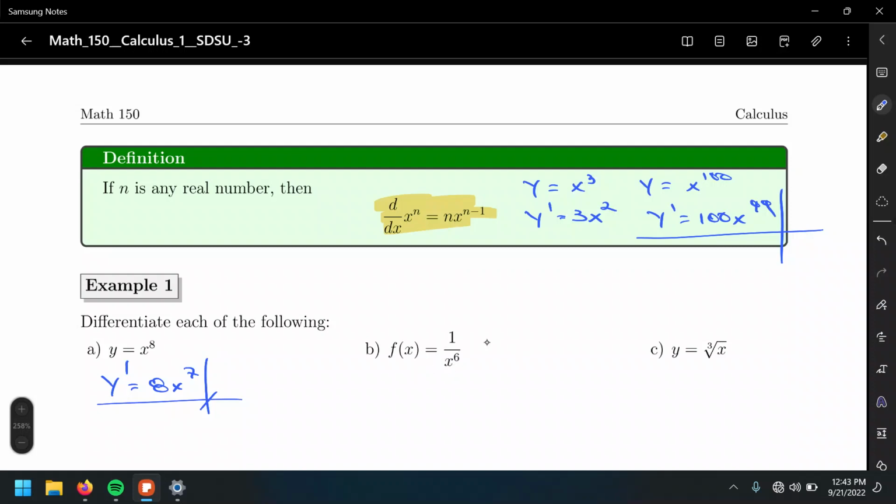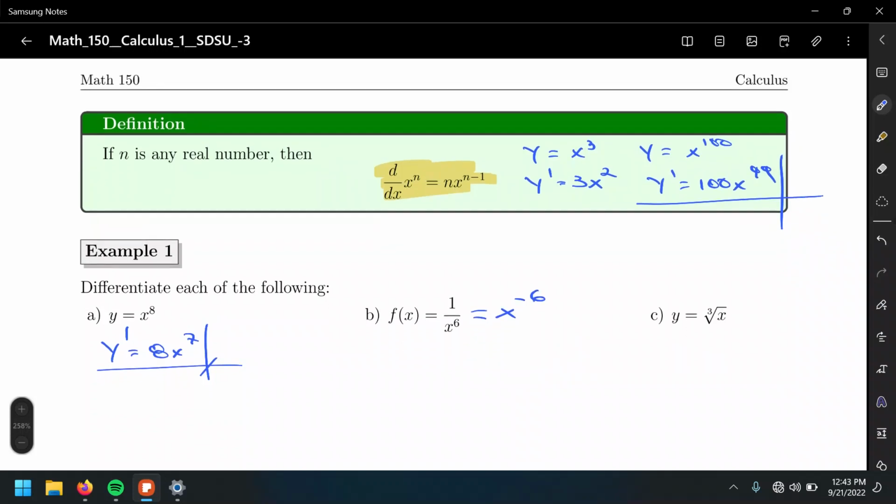Because we cannot take the derivative directly. This is not going to be 6x to the 5th. No, that's not how it works. First of all, we need to rewrite this with x in the numerator and negative exponents, x to the negative 6. From here, we're ready to take the derivative.